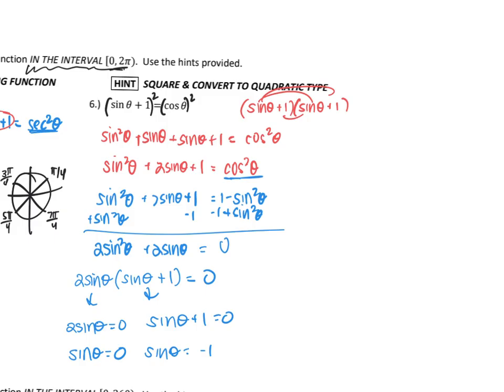So where does sine theta equal 0? Where does sine theta equal negative 1? Draw out my unit circle. Sine of theta is going to be 0 at 0 and pi. And sine is going to be negative 1 at 3 pi over 2. And there we go.